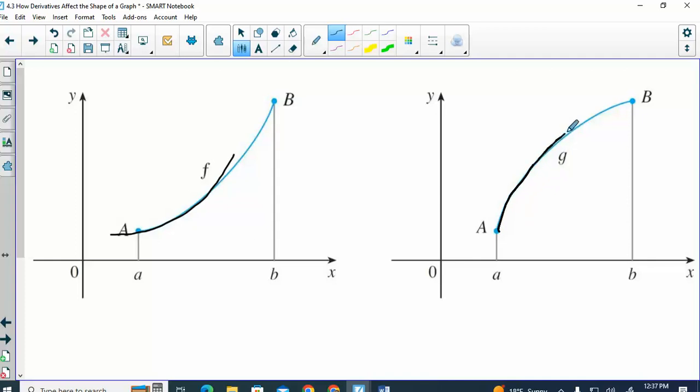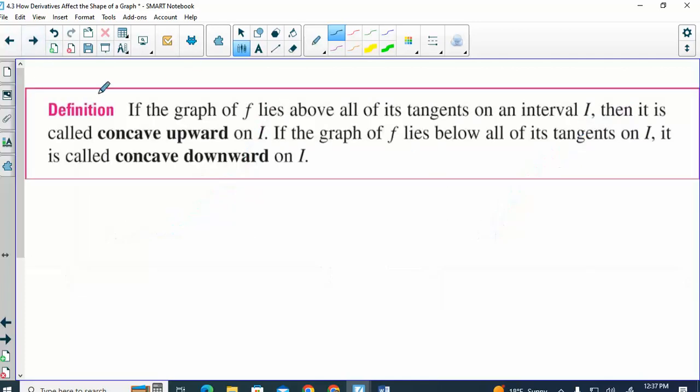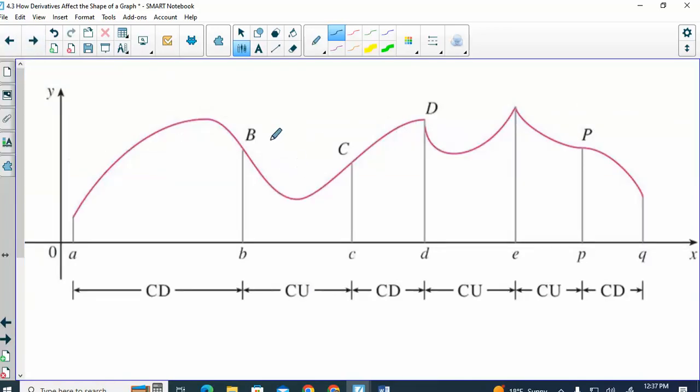Would that hold water if you tried to put water in it? No. It's like a dome. Anything is just going to hit it and run off. So that one is concave down. When the second derivative is positive, we'll have concave up. When it's negative, we will have concave down.